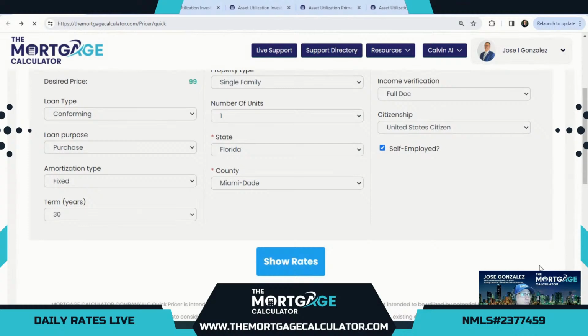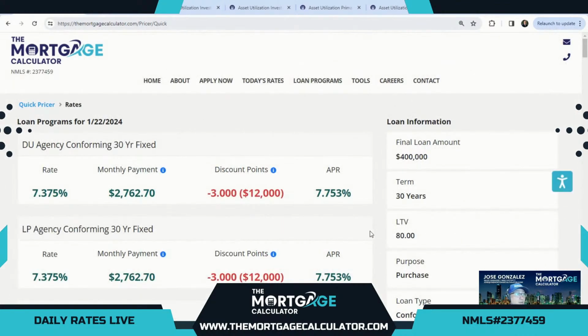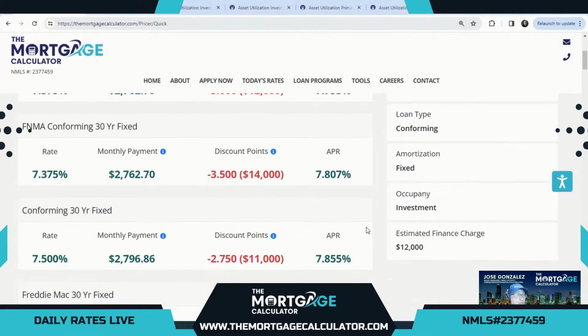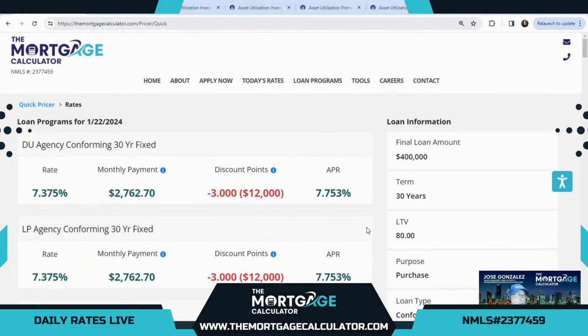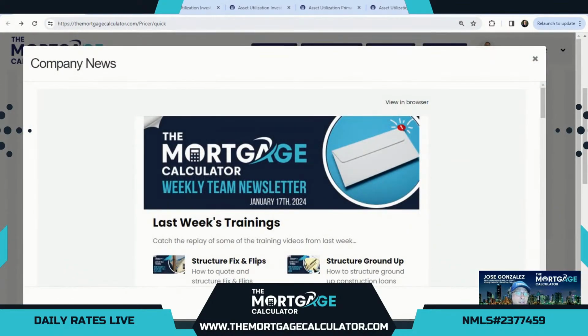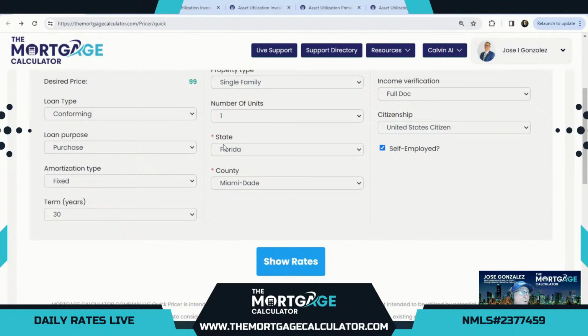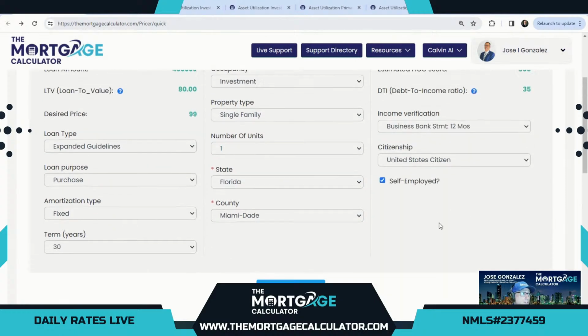And let's see our conforming options for investment property today. So we have 7.375 at a cost of 3 points, or you have 7.5 at a cost of 2.75. Very similar there for our conforming option investment property. So now, again, for our self-employed borrowers, let's go expanded guidelines and let's check our 12-month business bank statement option.